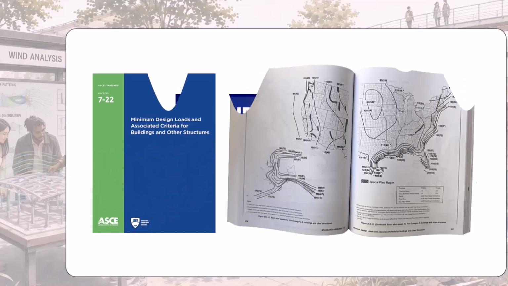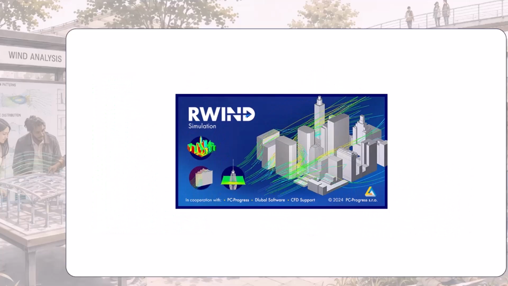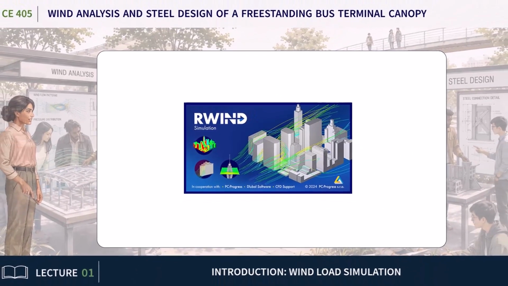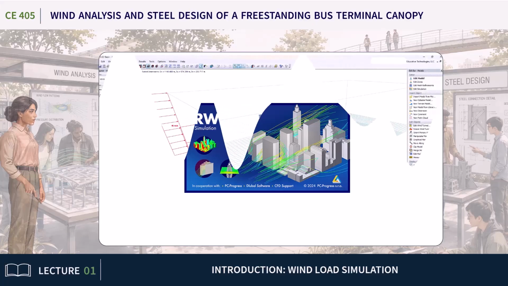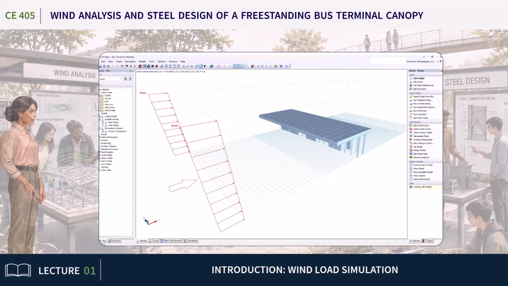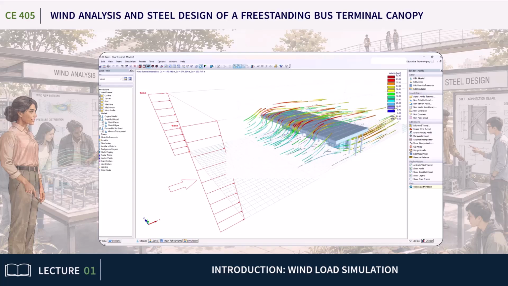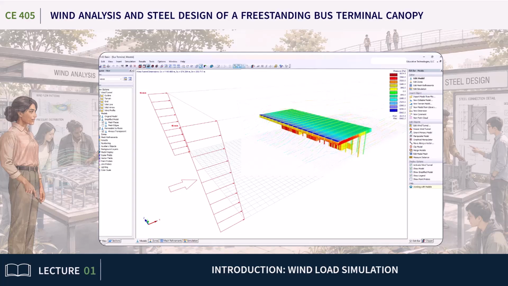To better understand how wind interacts with the canopy, we'll use a digital wind tunnel, specifically R-Wind software. This tool lets us simulate wind flow from different directions using computational fluid dynamics. These virtual tests help us see how air moves around the structure and where high and low pressure zones develop. Visualizing this flow gives us insight into how to design a canopy that stays safe and stable under various wind conditions.